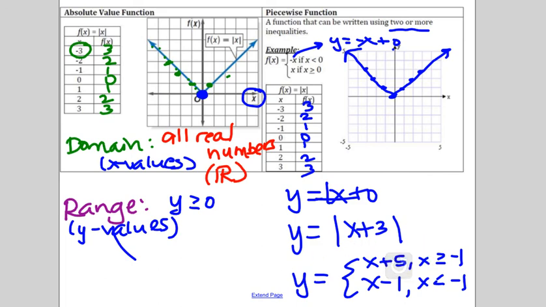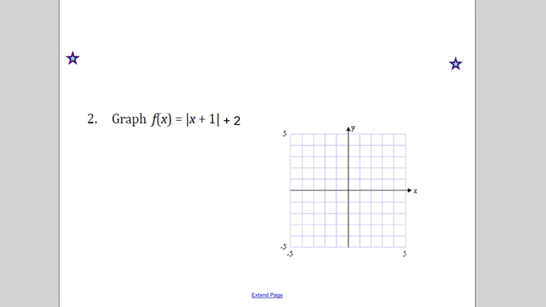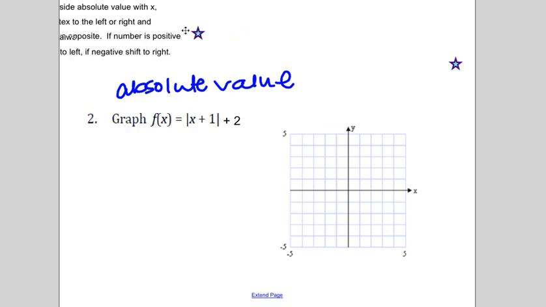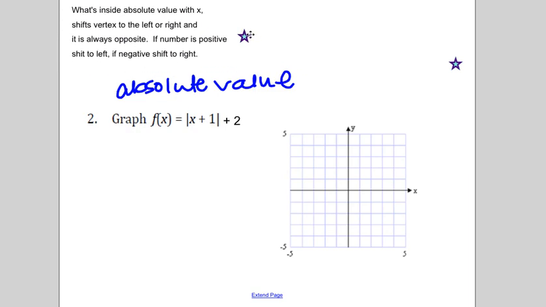Okay. So in order to graph this first one, first of all, I should say, well, what is it? You need to look at it, and I see absolute value. So this is an absolute value function. Okay, and here is how you graph absolute value. You need to think about what's inside the absolute value with the x. That's what moves it left and right, okay? And it's always the opposite of what you think, okay?